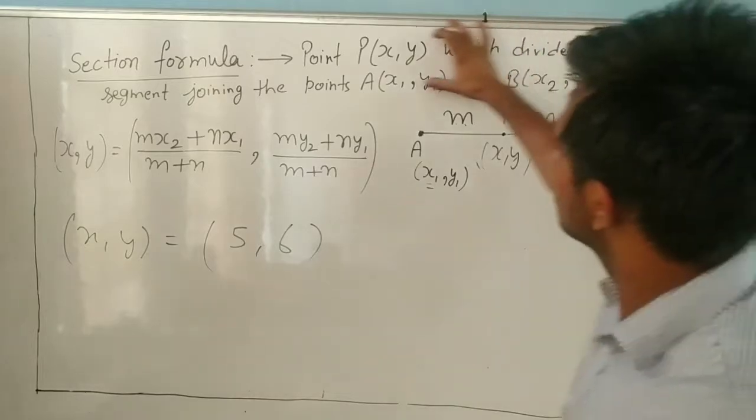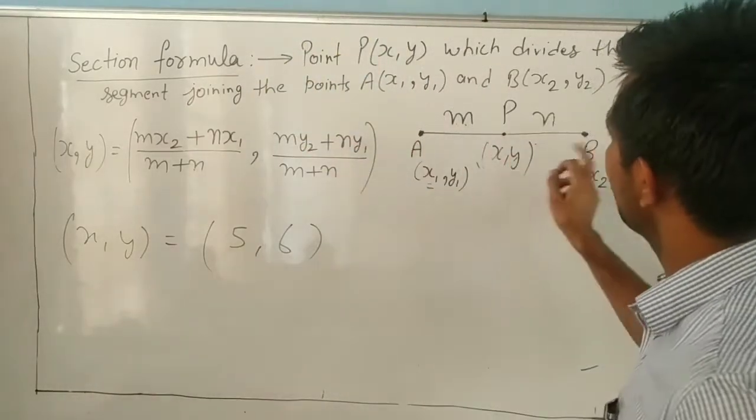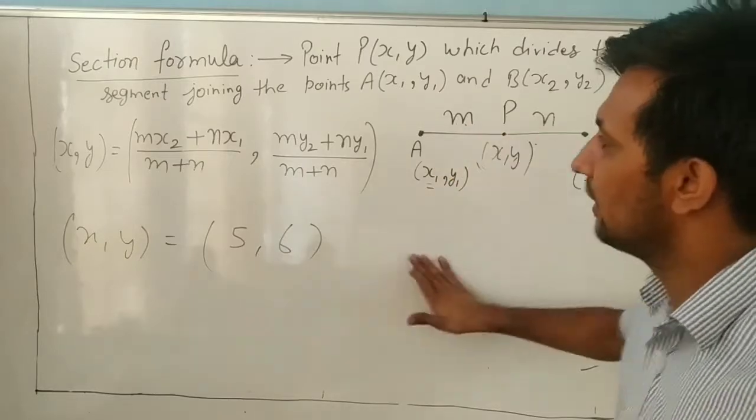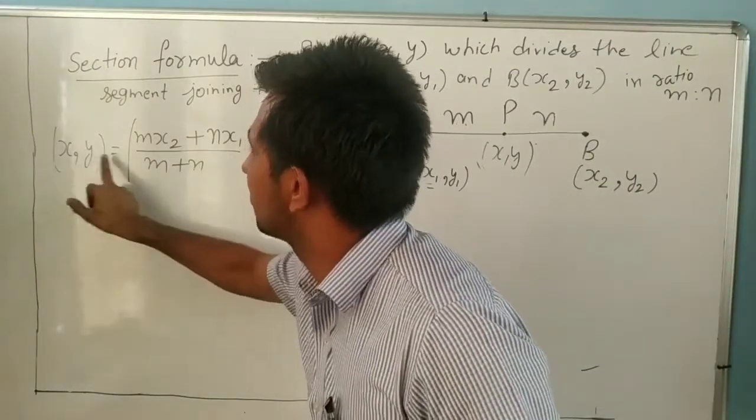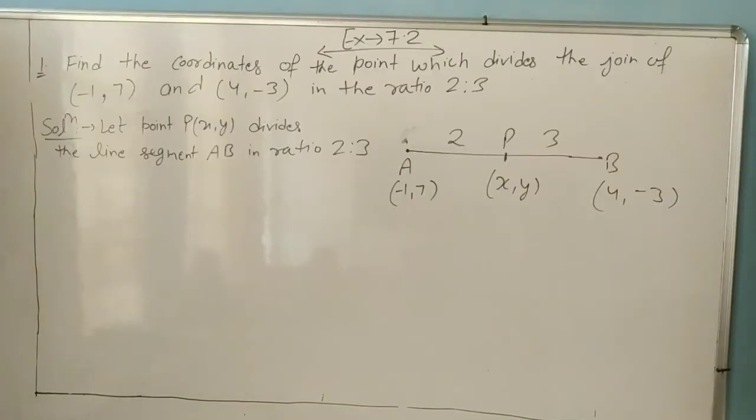No need to note down these two lines, otherwise you can note them down also. But make this figure: A, B, point P, ratio m:n, and how to find x and y by this formula. Note down. It is also given in your book.